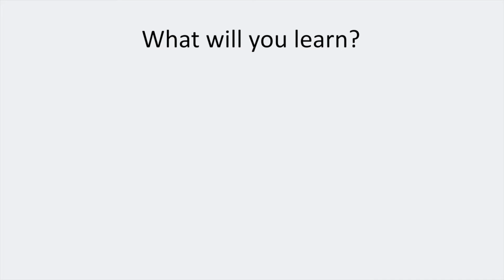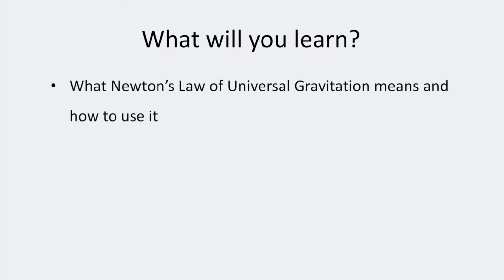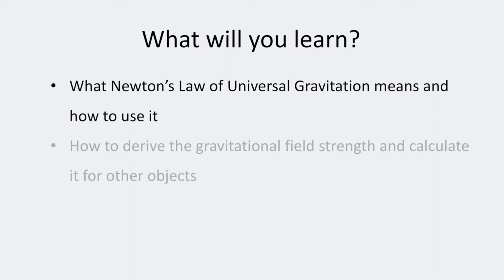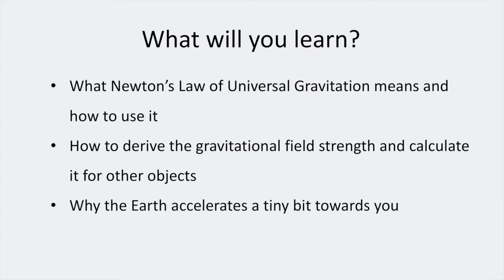So what will you learn in this video? You will learn what Newton's law of universal gravitation means and how to use it. You will learn how to derive the gravitational field strength G and calculate it for other objects than the Earth. You will learn why the Earth actually accelerates a tiny bit towards you, not only you accelerating towards the Earth. And you will learn why you weigh less at the equator than at the poles.